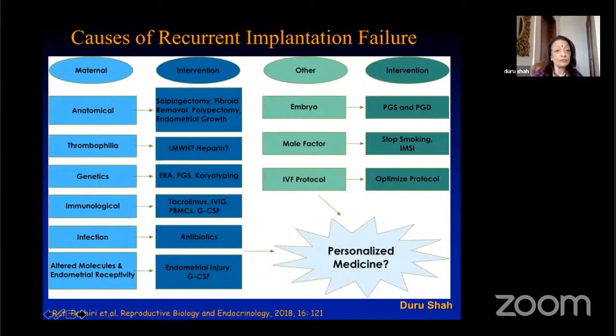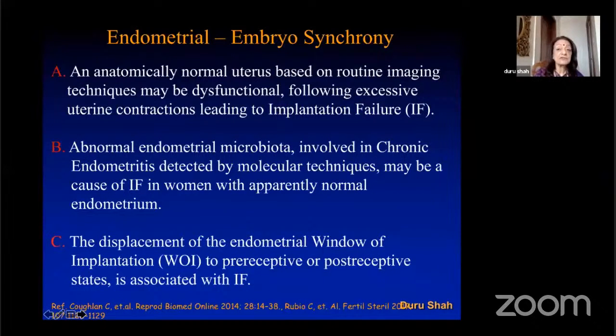So when it comes to endometrial embryo asynchrony or synchrony, we must make sure that we have an anatomically normal uterus. Though on ultrasound it may look very normal, when we do very intense imaging techniques, we can actually look at the uterine contractions. And if there are excessive uterine contractions in the luteal phase, it can lead to an implantation failure.